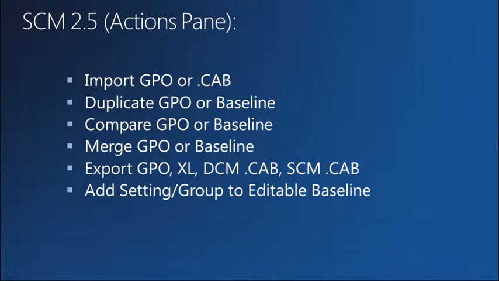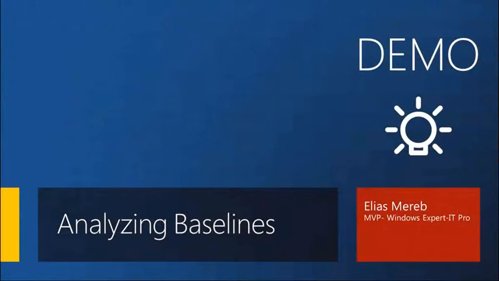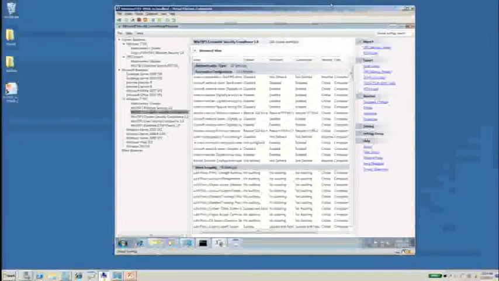So basically, at the left pane of SCM, we're going to have all the baselines. And if we go to the right pane, it's going to be the actions pane. Basically, we have the ability to import a GPO or import an SCM cab file. We can compare the baselines, merge, export, and add a specific setting to that baseline. The easier way to see it and know this is to basically go and do a demo. So let's analyze some baselines.